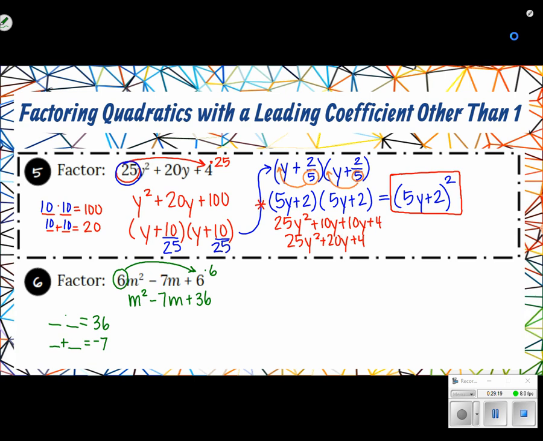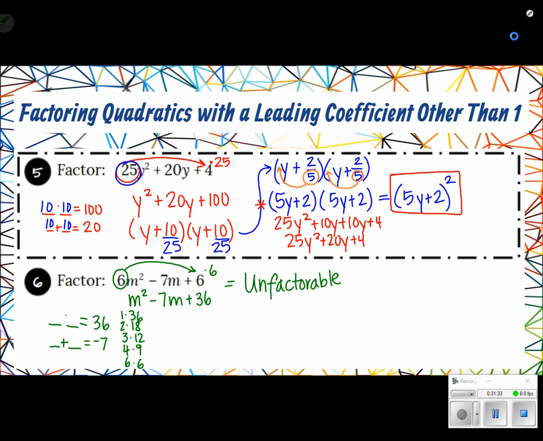So 36 is 1 and 36. Doesn't work. 2 and 18. Nope. 3 and 12. Nope. 4 and 9. Nope. Not 5. 6 and 6. So we're going to go ahead and say, hey, we tried, but it's unfactorable. But I tried. Did you see all the factors that I wrote?